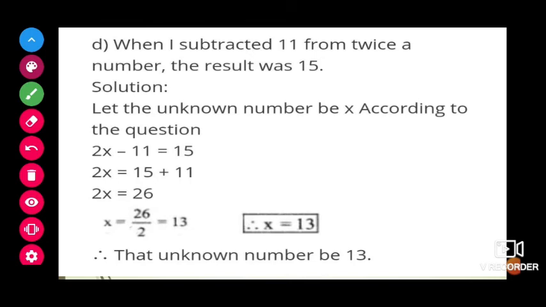Now, when I subtracted 11 from twice a number, the result was 15. Here also same, when I subtracted 11 from twice a number, but where is the number? We don't know. What is the number? We don't know. So, let's take the number as x. Now, twice of x means 2x. I have to subtract how much? 11. So, 2x minus 11 is equals to 15.